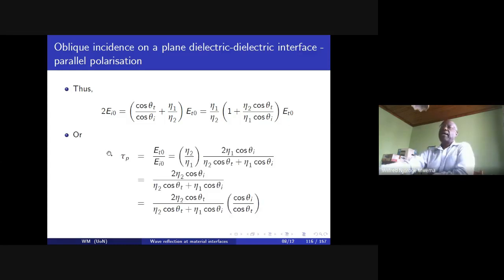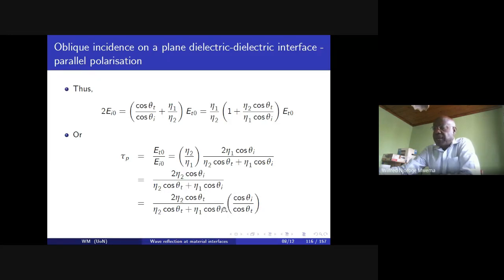In other words, we can therefore define a transmission coefficient for parallel polarization as Et0 by Ei0 as that equation there. And we see that it's just going to be eta 2 by eta 1 multiplied by that expression there. In other words, all we can do is to multiply eta 2 by cosine of theta t and divide the expression by cos theta t. This is what we have done there.